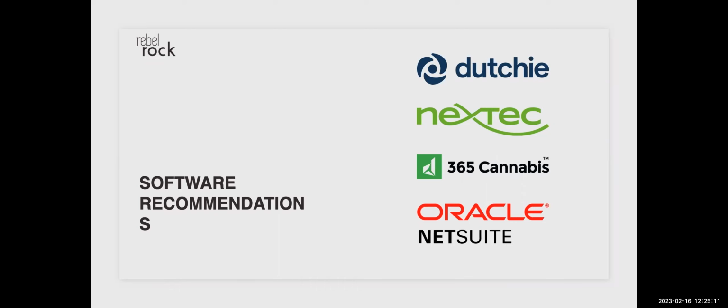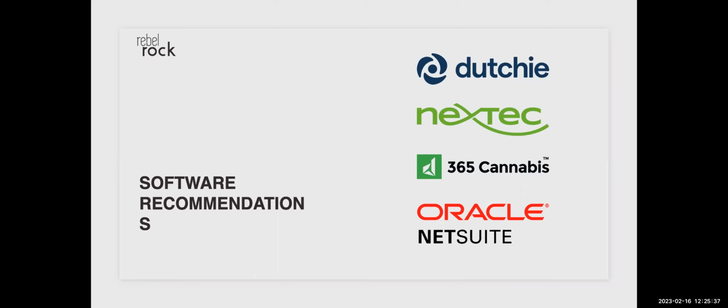On Cannabis 365, this is another ERP system. They're relatively new in terms of their life cycle as a company. This one, again, is intended to be an ERP, so it pulls everything together. It gives you an inventory module. It gives you a finance module. You've got a CRM in there. There's all sorts of different functionalities you can do. Definitely less expensive than a NextTech, and it is a holistic solution.